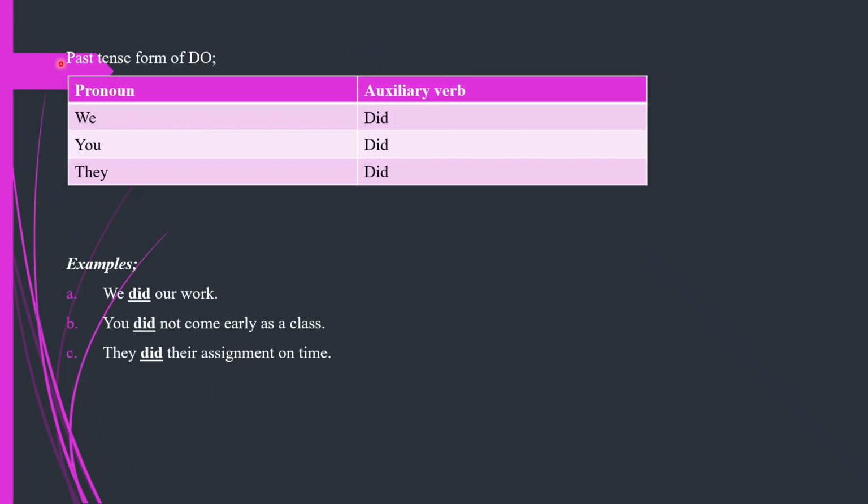In the past tense, the pronouns we, you, and they make use of did. So you say we did, you did, or you can say they did. For example, in sentences, you can say we did our work. You can also say you did not come early as a class, or you can say they did their assignment on time.